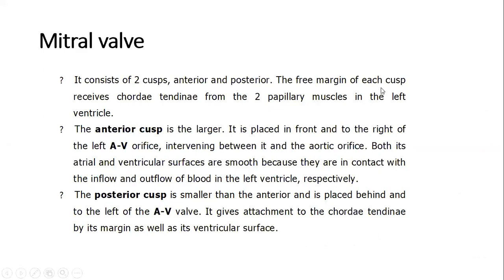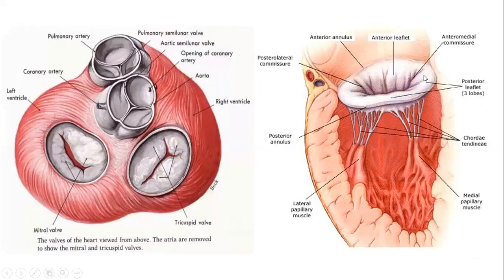The margins of each cusp receive chordae tendineae from the two papillary muscles in the left ventricle, as we have seen before. So here you can see again, this is the mitral valve, this is the mitral orifice. It is bicuspid, two cusps. Here also you can see the free margins of these valves are attached to chordae tendineae and through them to the papillary muscles. So on the left side, in the left ventricle, we have two papillary muscles because there are only two cusps, and these two cusps are attached by the chordae tendineae.